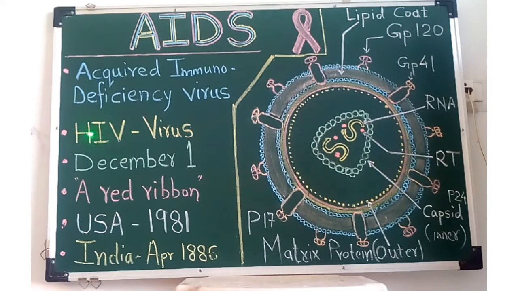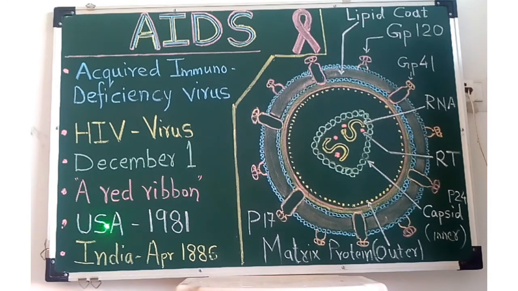HIV stands for Human Immunodeficiency Virus. Every year, December 1 is observed as World AIDS Day. A red ribbon, this is a red ribbon. A red ribbon is worn on World AIDS Day as a universal symbol of awareness and support for HIV people.